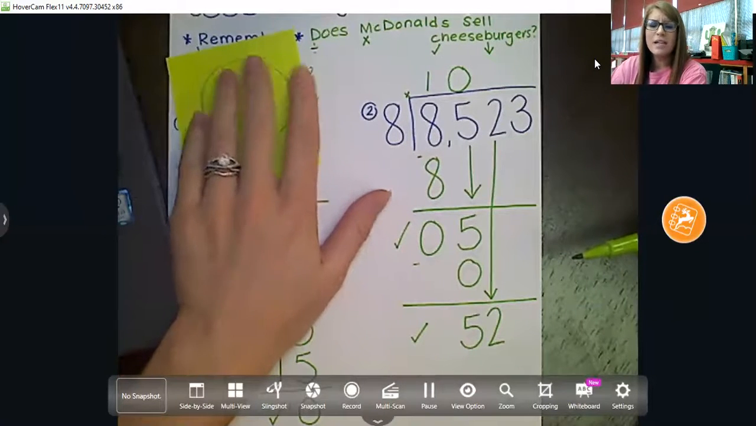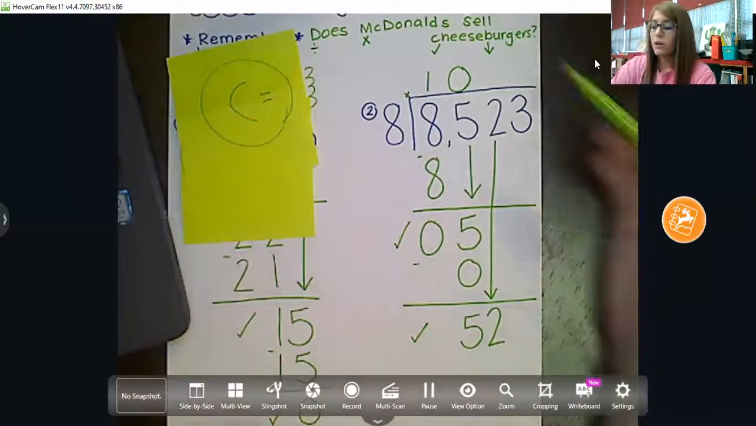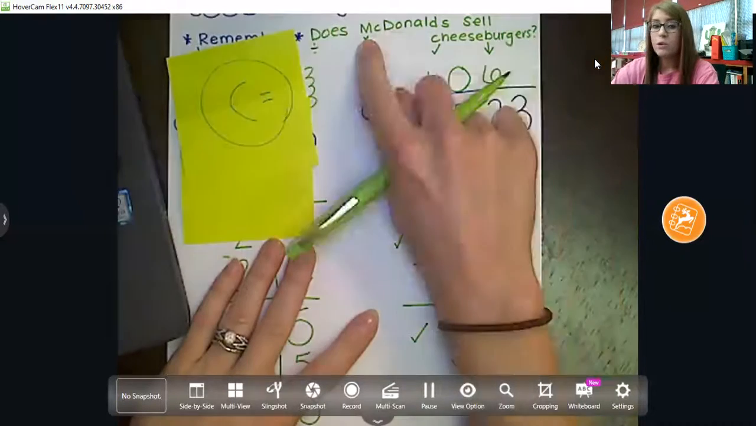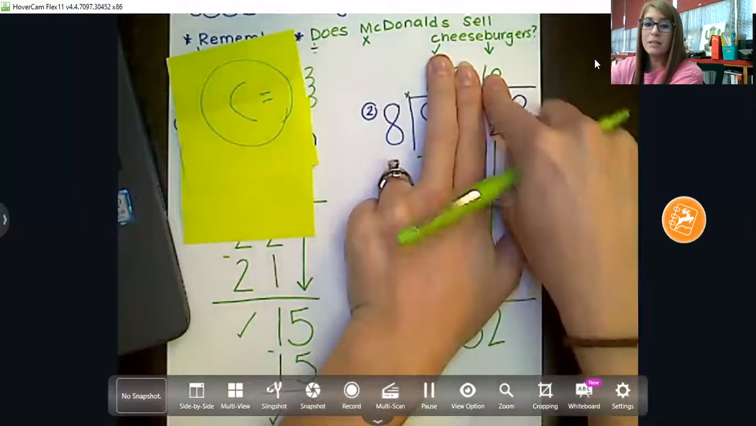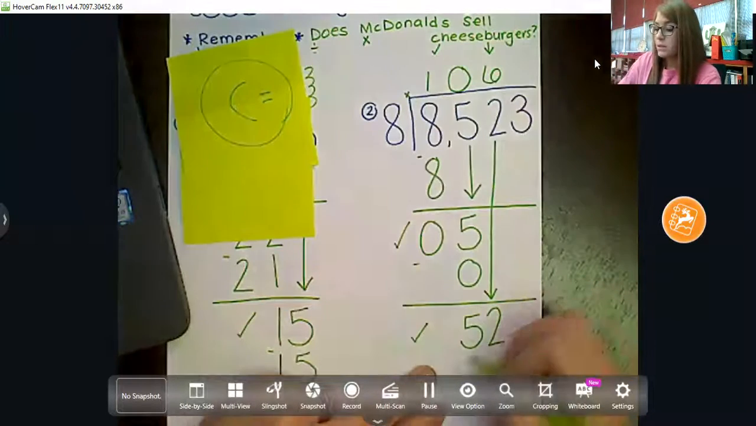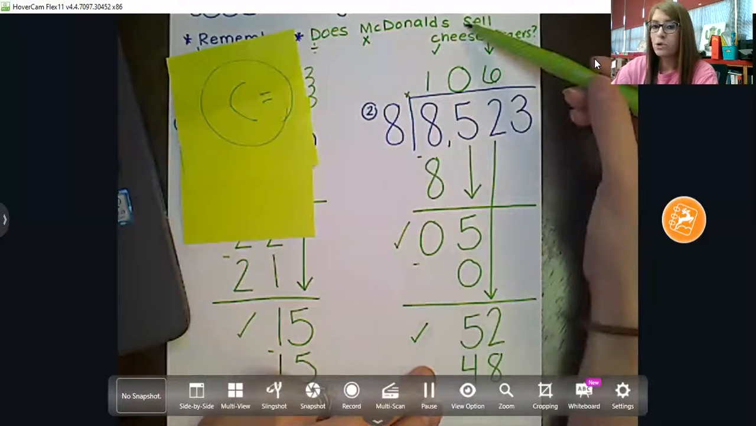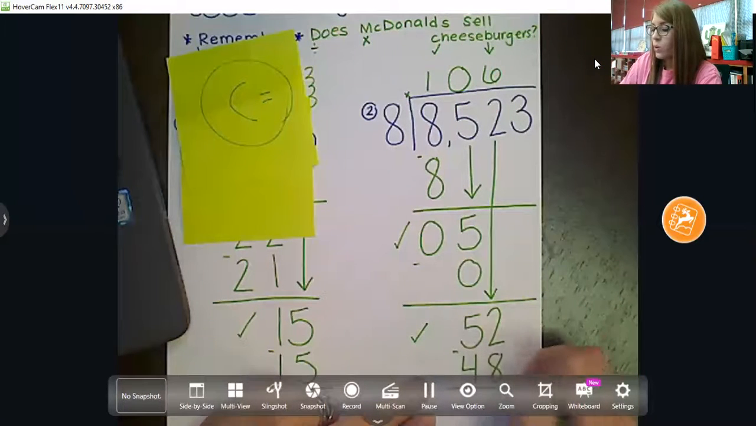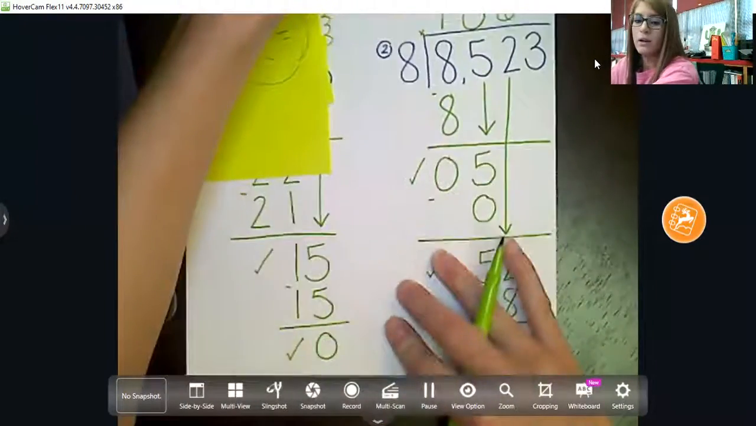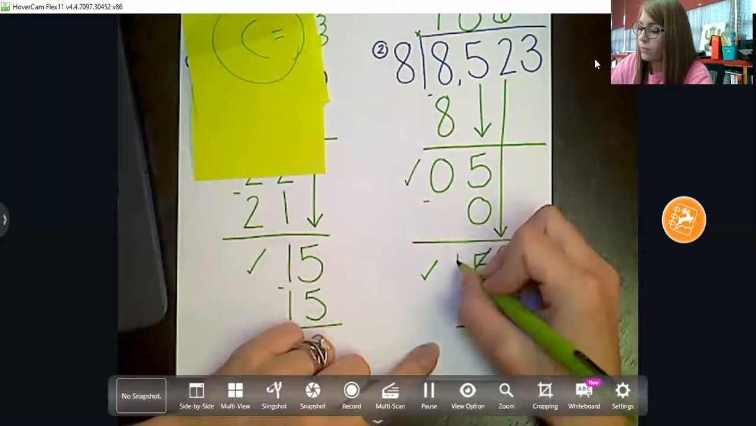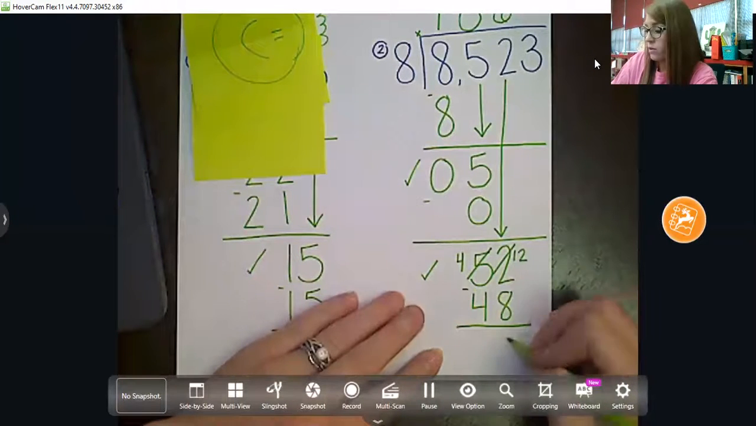Yes, it can. How many times? 8 times what is going to get me close to 52 without going over? Very good. 6 is correct. Then I'm going to multiply. 8 times, remember just that number I just brought up there, 8 times 6 is 48. Very good. It's going to go right down there. Next step is to subtract. When I subtract 52 minus 8, 2 minus 8 I cannot do. So I'm going to borrow. This 2 will become a 12. 12 minus 8 is 4.